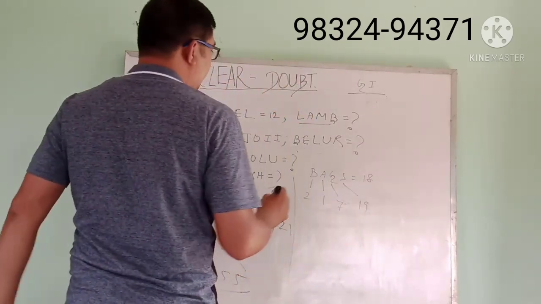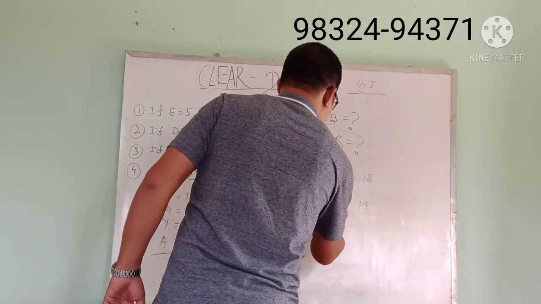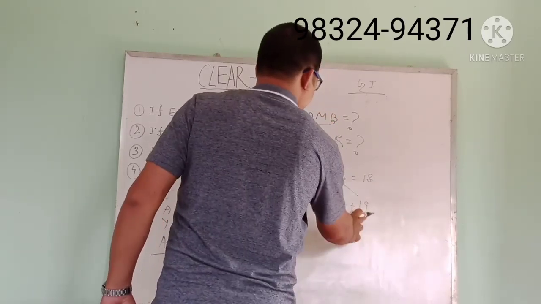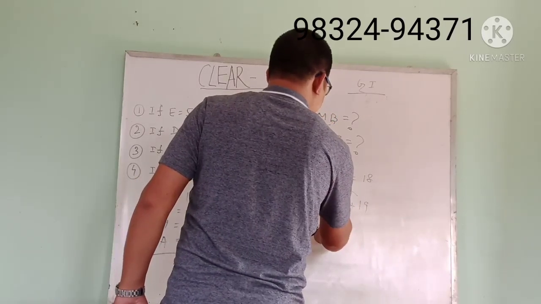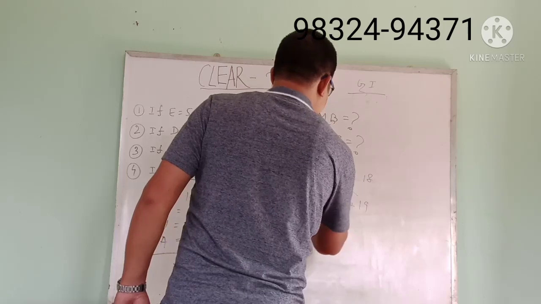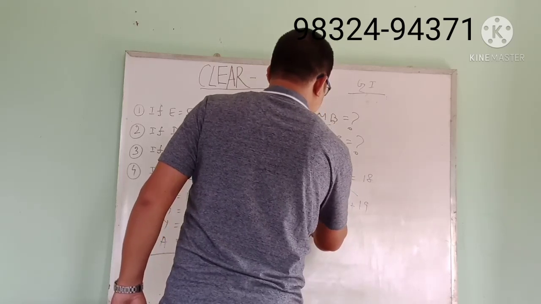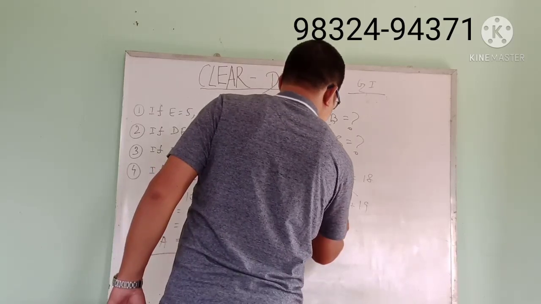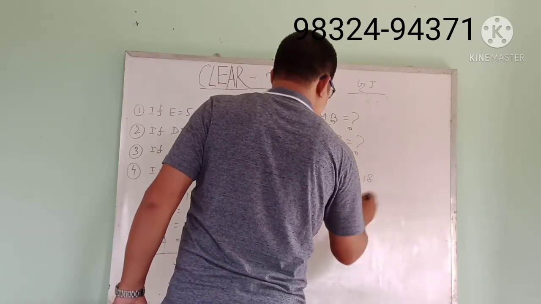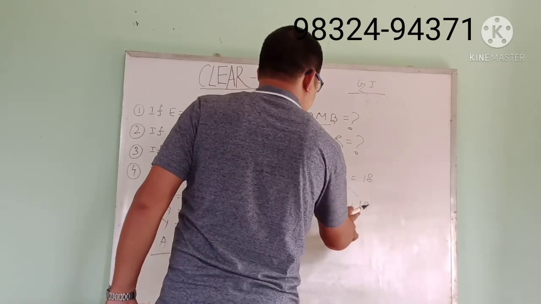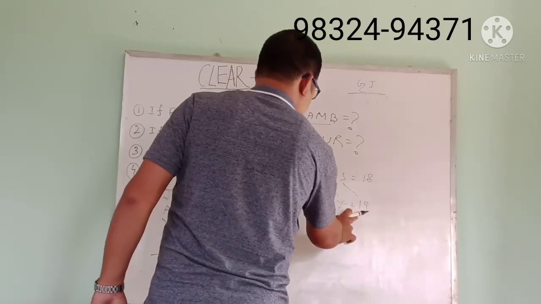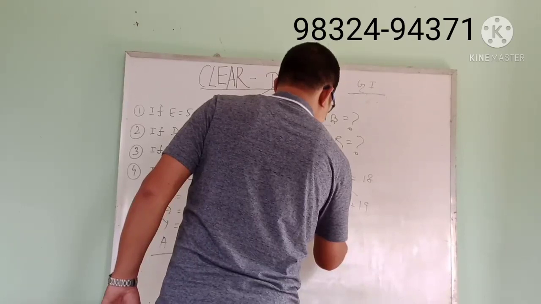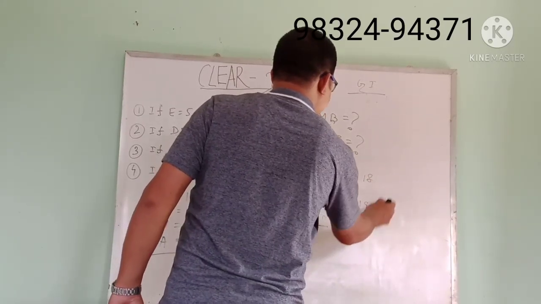Then we add the place values. First 9 plus 7 is 16. 16 plus 1 is 17. 17 plus 2 is 19. 9, then 1 is carried. 1 plus 1 is 2. So 29. From 29, how does 18 come?